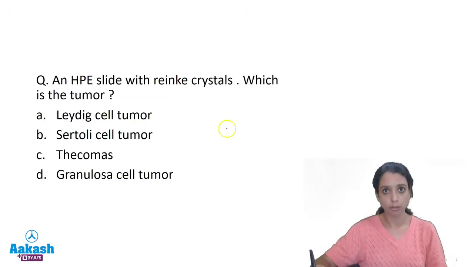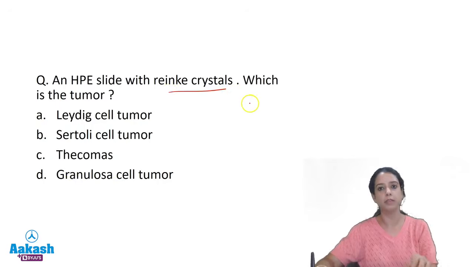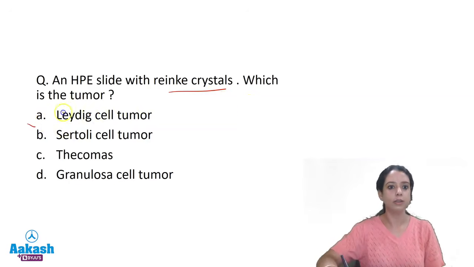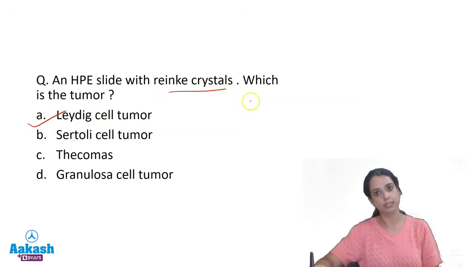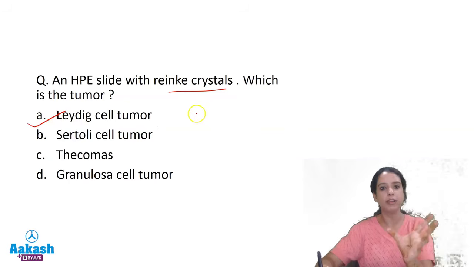There was a histopathology slide of a tumor given, and Reinke crystals were mentioned. It is very easy. This is fact based, which you have to remember. So Leydig cell tumors have very characteristic Reinke crystals. Okay? There are certain pathognomonic features on histopathology of every tumor.